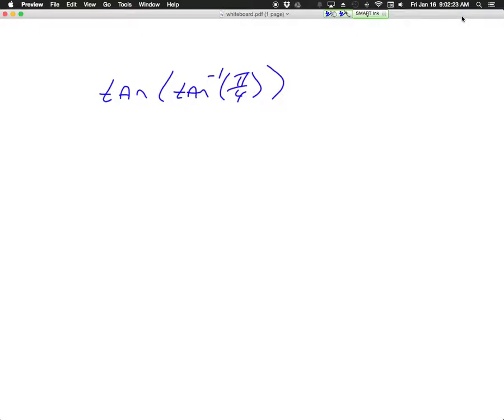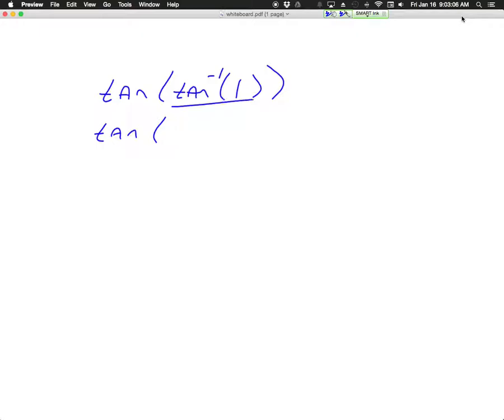I want tangent of inverse tangent of pi over 4. No, I wrote it down wrong. That's not what I wanted to write down. Let's do that. Tangent of inverse tangent of 1.